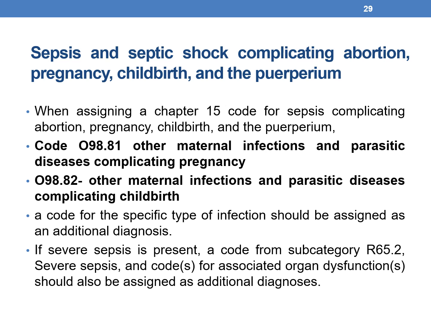So you need to code O98.81, other maternal infections and parasitic diseases complicating pregnancy. This is further subcategorized based on the trimester. Or you can code O98.82, other maternal infections and parasitic diseases complicating childbirth. A code for the specific infection should be assigned as an additional diagnosis. First you need to code the O98.81 series followed by sepsis. And if severe sepsis is present, a code from subcategory R65.2 for severe sepsis and a code for any associated organ dysfunction are to be assigned as additional diagnoses.